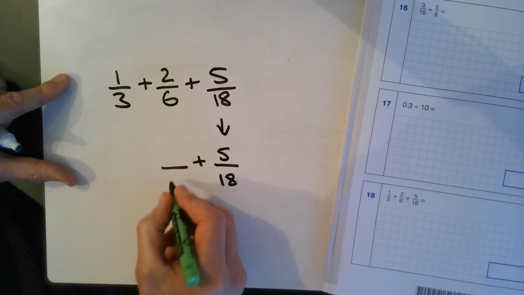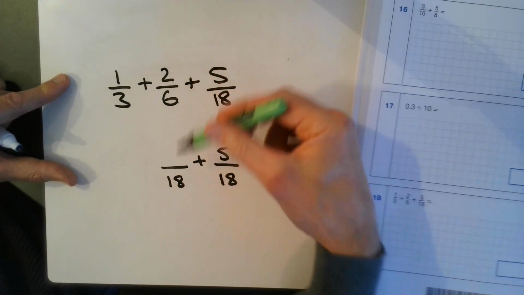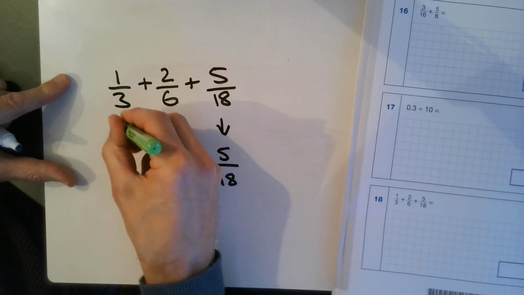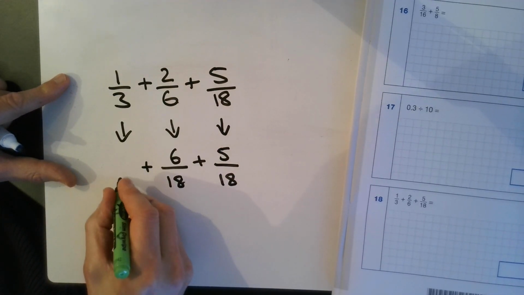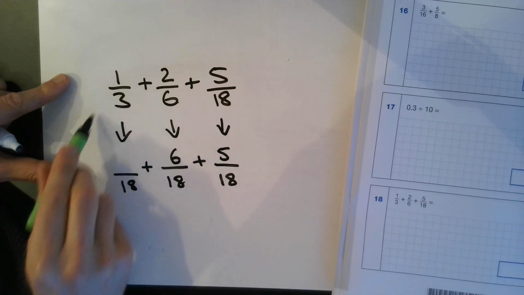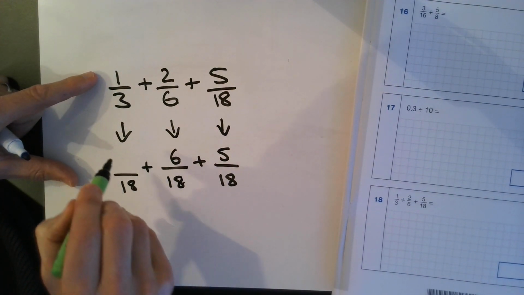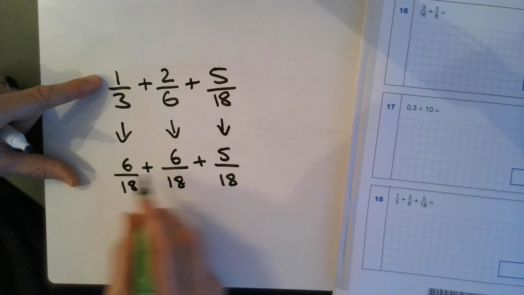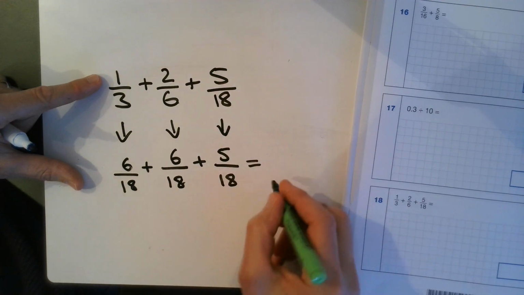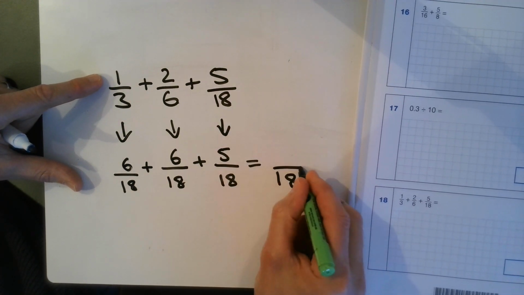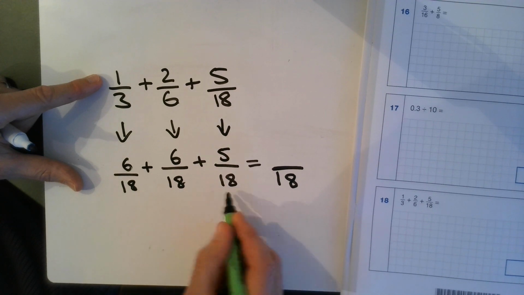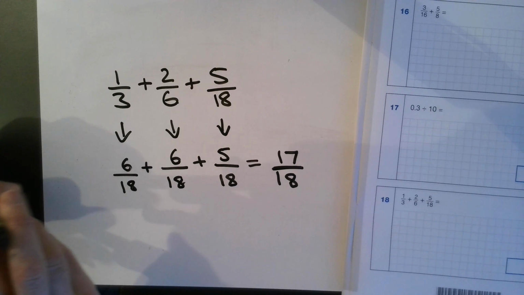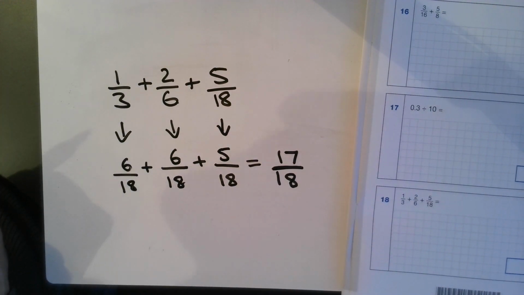6 goes into 18 3 times, so we multiply 6 times 3 is 18, so 2 times 3 is 6. And for the last one, 1/3, 3 goes into 18 6 times, so we're making that 6 times larger, so we have to do exactly the same operation to the numerator. So 1 times 6 is 6, and then remember that when you're adding or subtracting, once the denominator is the same on each fraction, it then remains the same. 6 add 6 add 5 will give us 17, so 17/18 altogether.